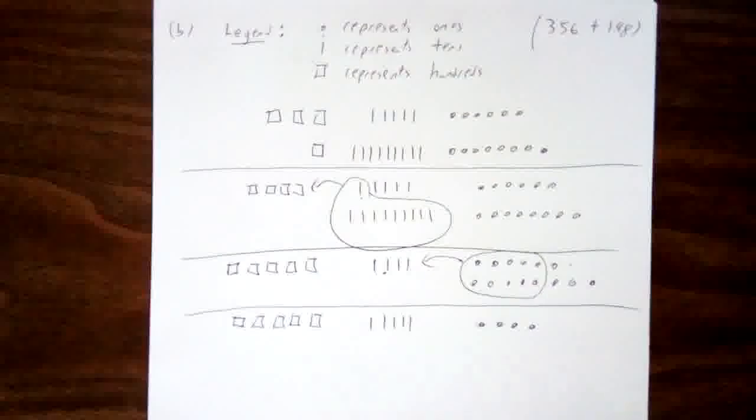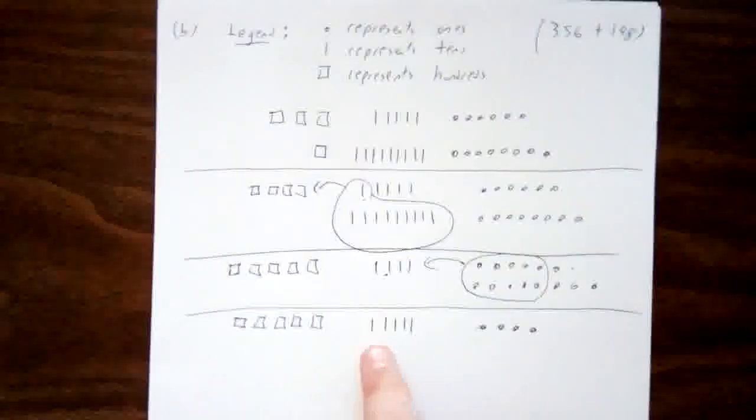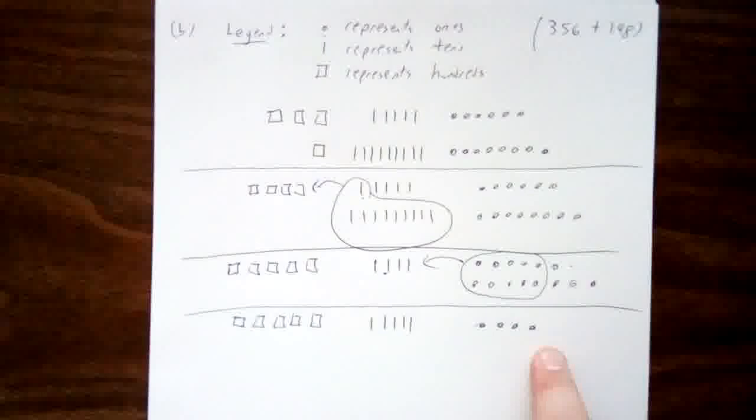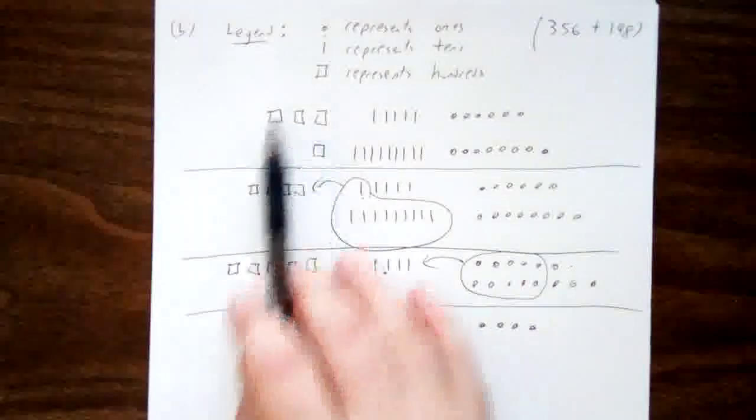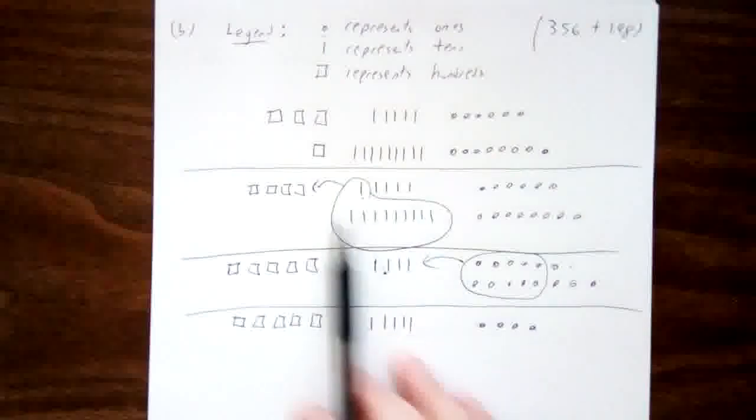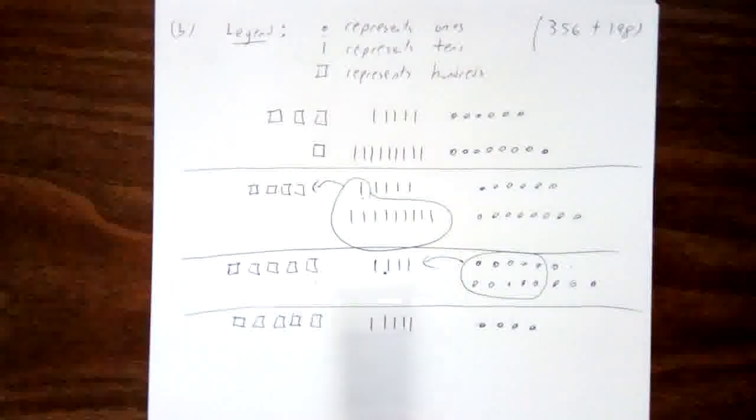So we can see that our answer is 5 hundreds with 5 tens and 4 ones, or 554. And we can also see all the steps that we carried out in our left to right addition algorithm. The combining the hundreds, the combining the tens and doing the regrouping, the combining the ones and doing the regrouping, and finally our answer of 554.